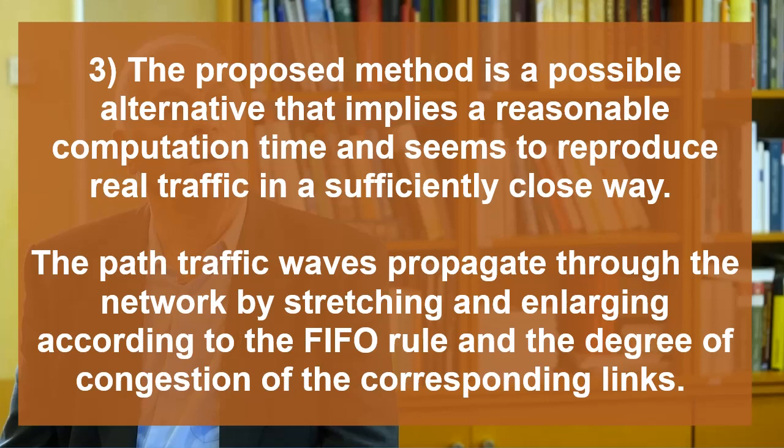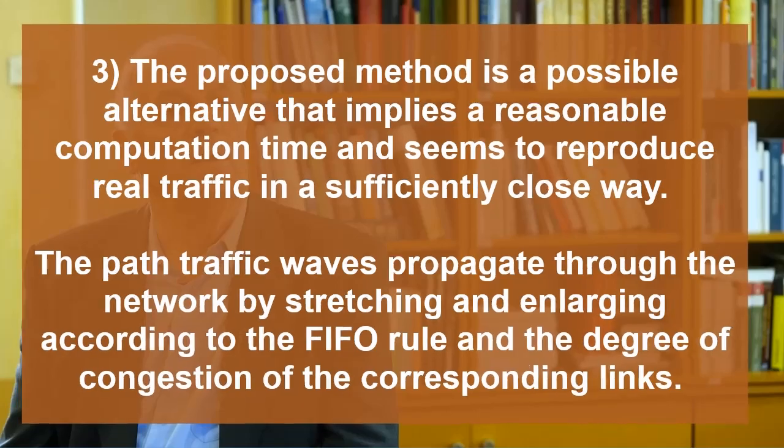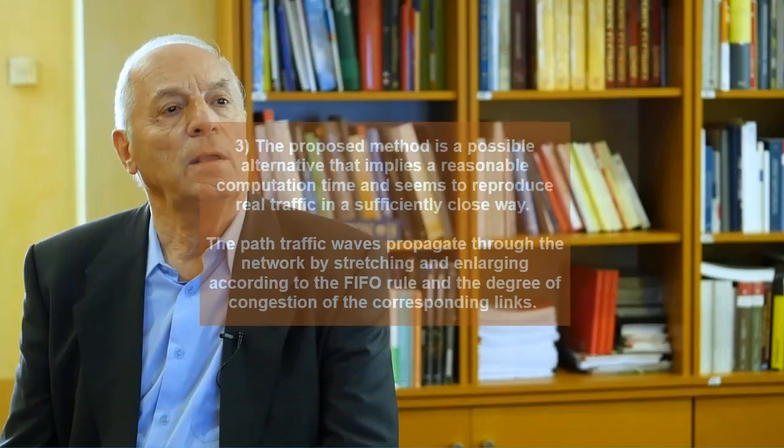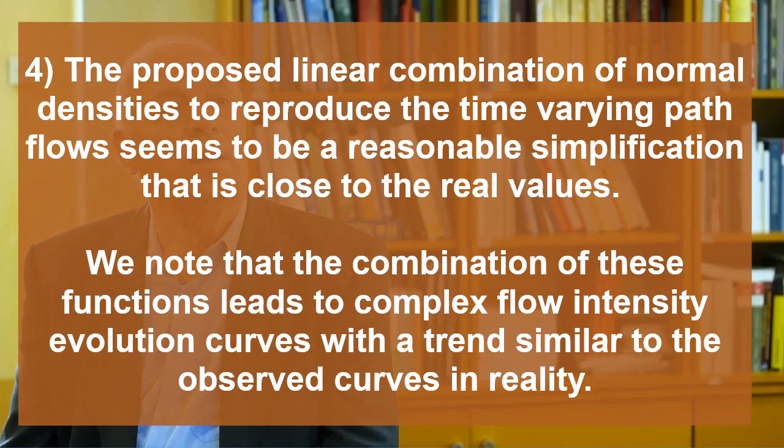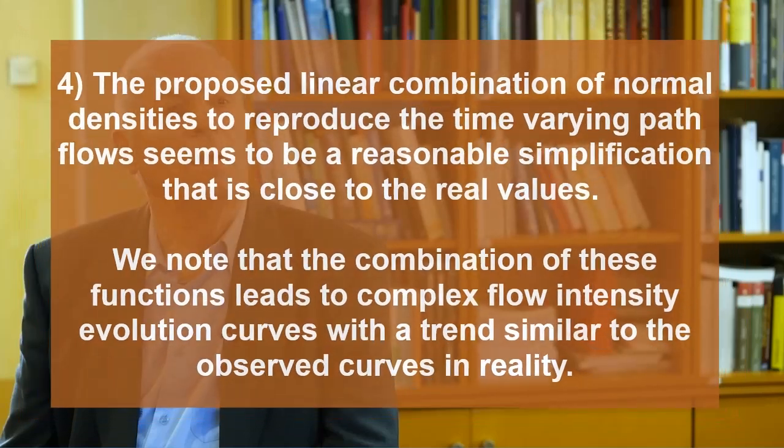The path traffic waves propagate throughout the network by stretching and enlarging according to the FIFO rules and the degree of congestion of the corresponding links. 4. The proposed linear combination of normal densities to reproduce the time-varying path flow seems to be a reasonable simplification that is close to the real values. We know that the combination of these functions leads to complex flow intensity evolution curves with a trend similar to the observed curves in reality.